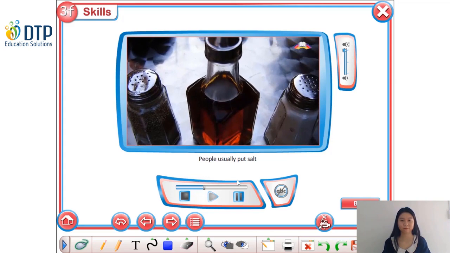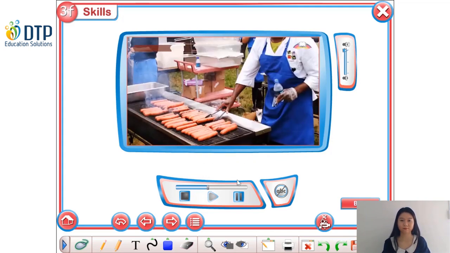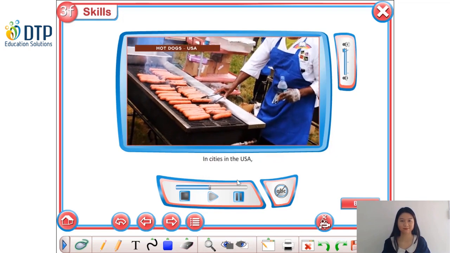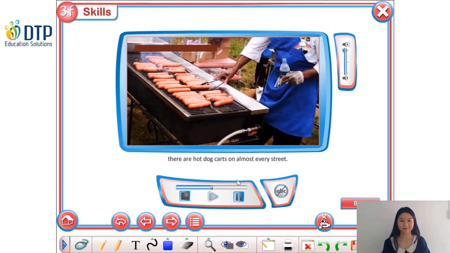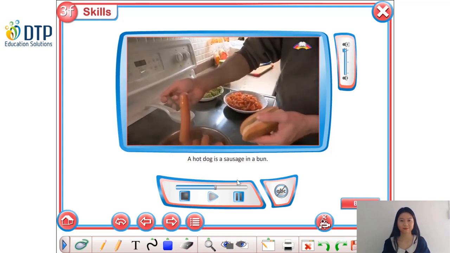People usually put salt and vinegar on their fish and chips. It's really tasty. Hot dogs. In cities in the USA, there are hot dog carts on almost every street. A hot dog is a sausage in a bun.